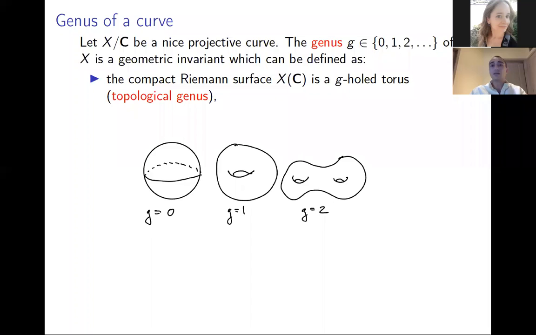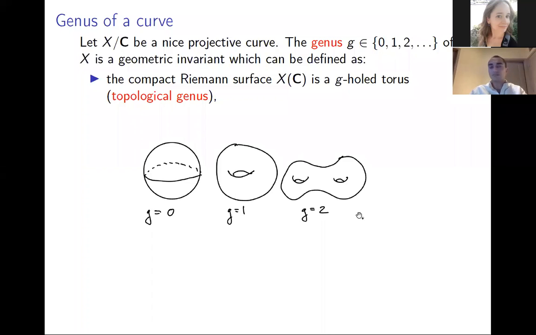We look at the C-valued points of our curve. This will give us a compact Riemann surface. Here's where the projective assumption is coming in. And this gives us a g-holed torus. So we have a picture of a genus 0 curve, a Riemann sphere, genus 1, a donut, genus 2, a 2-holed donut. So are there other notions?